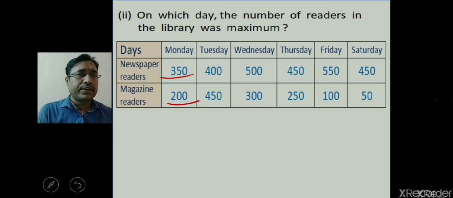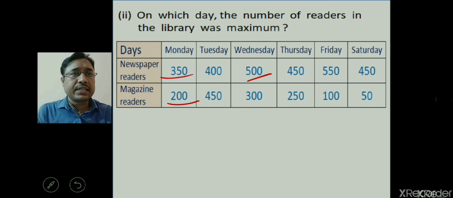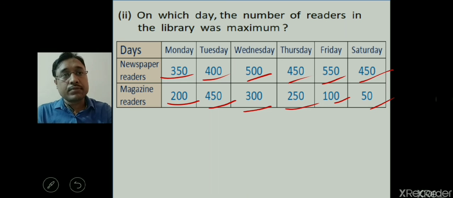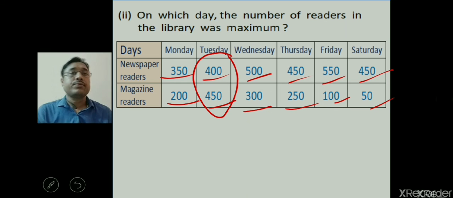you can see 550. Now 500 plus 300, this is 800. It is 400 plus 450, 850. It is 450 plus 250, that means 700. 550 plus 100 means 650. 450 plus 50, it is 500. So the maximum number of readers came on Tuesday, because it is showing 400 plus 450, that means 850, the number of readers including the newspaper and the magazine readers.